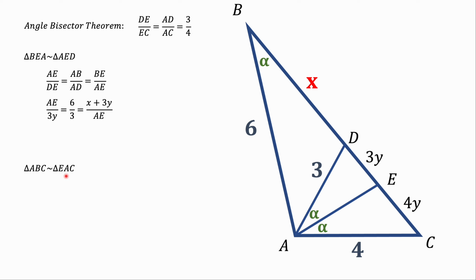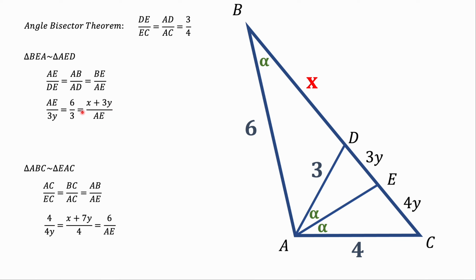In a similar manner, if you look at these two triangles, we're going to have these relationships. So if you plug in all the numbers here, this is what we're going to get. And now we really have 4 equations and 3 unknowns. So there are 2 equations here, 2 equations here, and our unknowns are x, y, and AE.